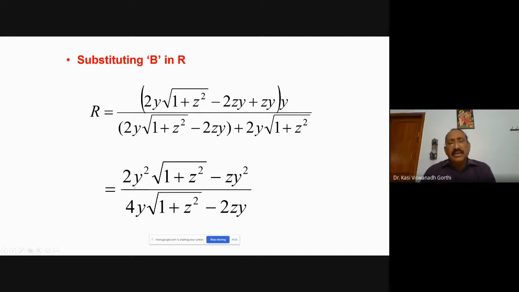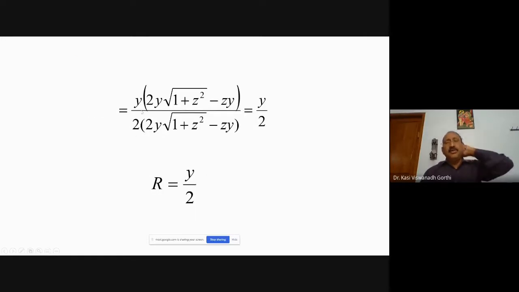Just you can see here, 2 into y square root 1 plus z square minus zy, and 4 into y square root of 1 plus z square minus 2zy. From both, you may take y common from the numerator, 2 common from the denominator. You'll be getting the same terms both in numerator and denominator. It gets cancelled, and hence the hydraulic radius is equal to y divided by 2. Hydraulic radius R equal to y by 2 is the condition for the most economical trapezoidal channel section as well as for rectangular channel section also. Just now we have seen for a rectangular channel section also, hydraulic radius is half of depth of flow. For trapezoidal channel section also, it is half of the depth of flow.